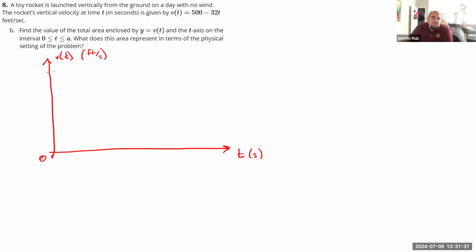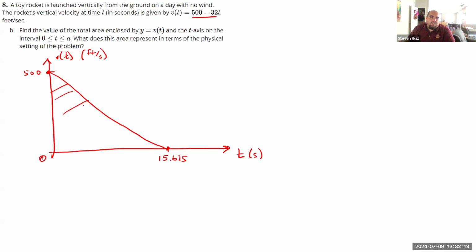All right, so I know that initially my velocity is 500 feet per second. And I know that at some time, what was it? 15.625 seconds, it decreased to 0. So my curve plots across this point here, this point here. Can I just join those points with a straight line? Looking at this expression tells me that it's linear, so I can join them with a straight line. So there's a graph, and it wants me to find the area under this curve.